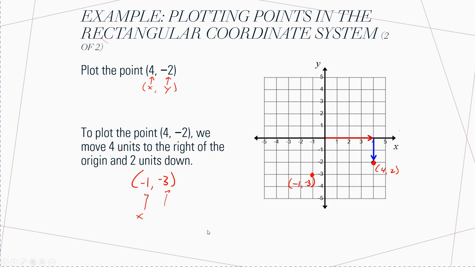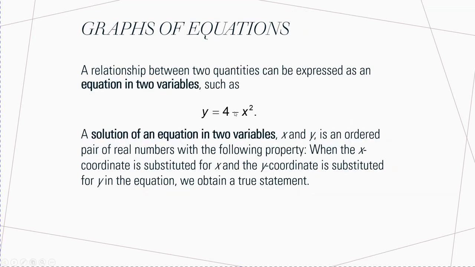Okay, graphs are the relationships of two variables. Okay, so exactly what is this relationship I'm referring to? So a relationship between two quantities can be expressed as an equation in two variables, such as this one. So y is equal to 4 minus x squared. So this is an equation in two variables because I've got the variables x and y. So a solution of an equation in two variables, again x and y, is an ordered pair of real numbers.